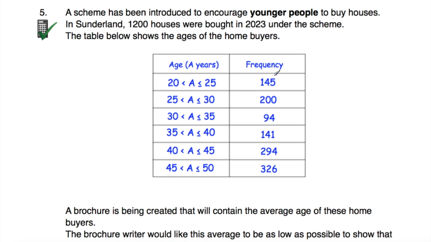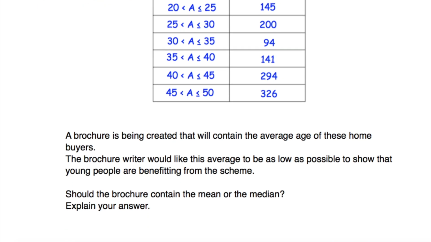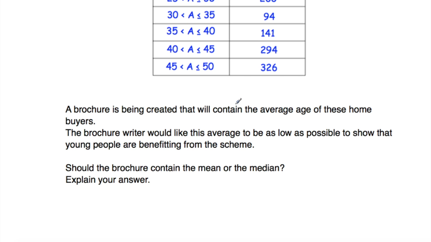Here we've got 145 buyers that are older than 20 but less than or equal to 25 years old, and so on. And then it says a brochure is being created that will contain the average age of those home buyers. The brochure writer wants this average to be as low as possible. So they want to give the impression that this scheme is giving the lowest possible age, so they want to use the average that's going to give the lowest result to show that younger people benefit from the scheme.